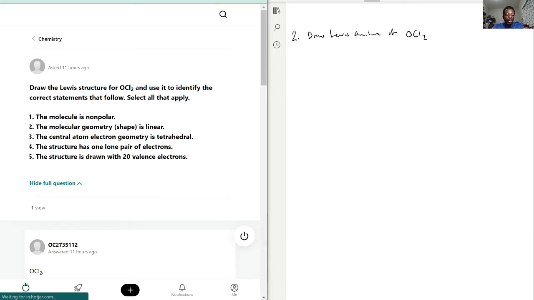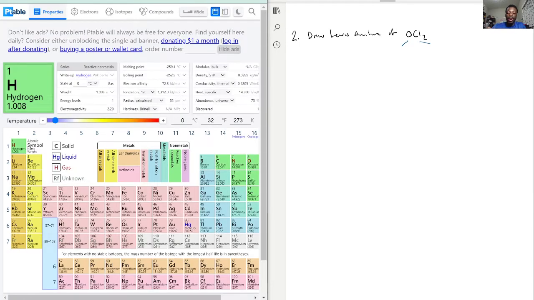I know we have 1, 2, 3, 4, 5, but I can tell you right now 5 is going to be the first one we answer, because in order to start with the Lewis structure, what I like to do is figure out how many electrons I'm working with in the first place. So oxygen dichloride, we have an oxygen and we have 2 chlorines. So we go to the periodic table.